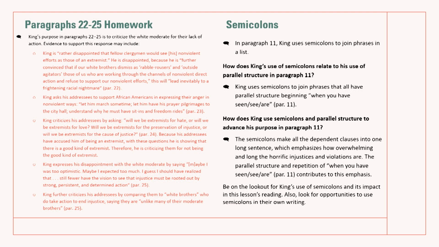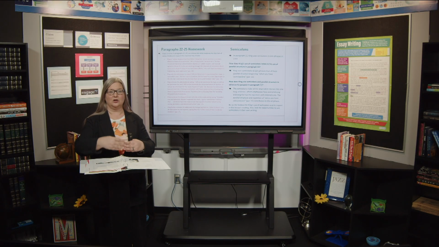Let's look at semicolons. That is one of those language standards that you need to be aware of. So when you talk about rhetorical devices and you're talking about rhetoric, semicolons can play a very important role in that. So let's look at the first question about semicolons. How does King's use of semicolons relate to his use of parallel structure in paragraph 11? King uses semicolons to join phrases that all have parallel structure, beginning when you have seen, when you see, and when you are.